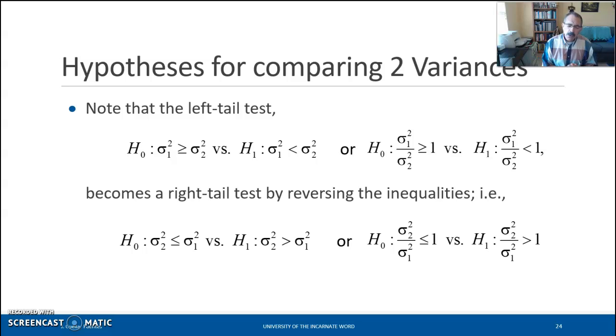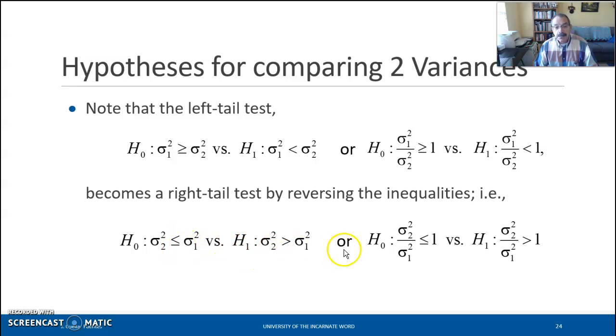Now, notice that the left tail test can be changed into a right tail test by just reversing the inequality. So in here, I have variance 1 being larger or equal than variance 2. Well, I move the variance to the other side, and so the inequality reverses. The same here. So I move the variance to the left side of the inequality and the first variance to the right side of the inequality. And so the symbol, the inequality reverses.